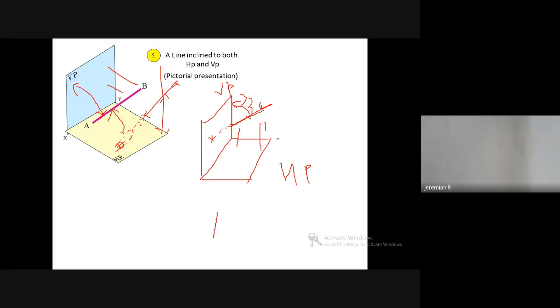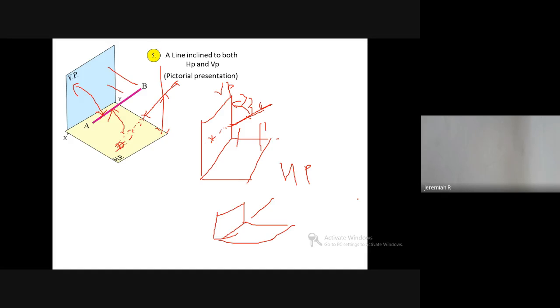So I'll give one case. When the line is parallel to both HP and VP, just imagine that the line is like this, parallel to both HP and VP. When you extend this line, it will not touch the horizontal plane, and it will not touch the vertical plane. So there is no horizontal trace and no vertical trace. So what does trace mean? When you extend the line, if it touches the horizontal plane, that particular point is called the horizontal trace.